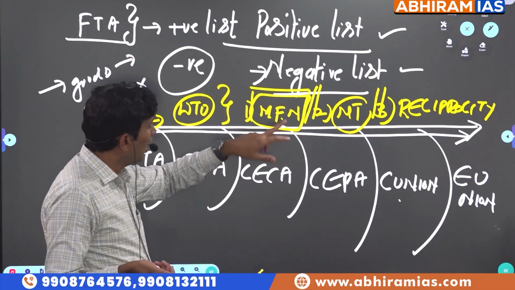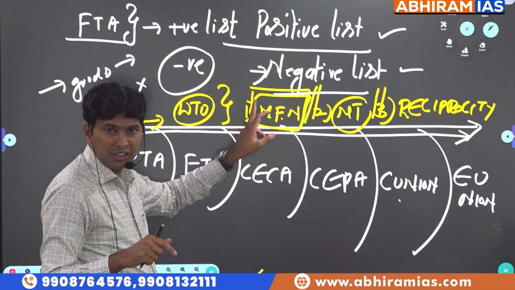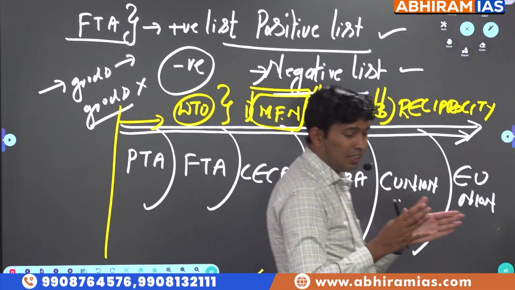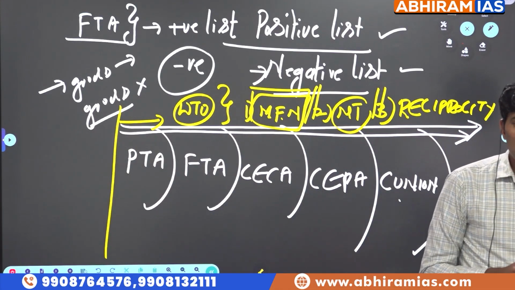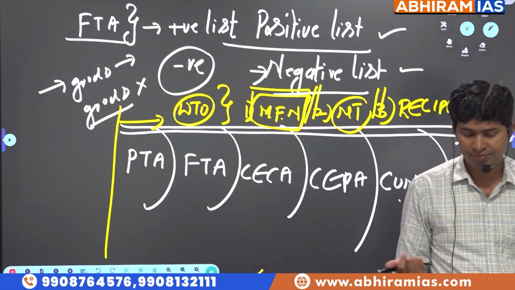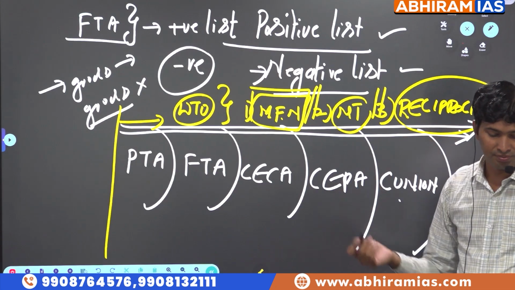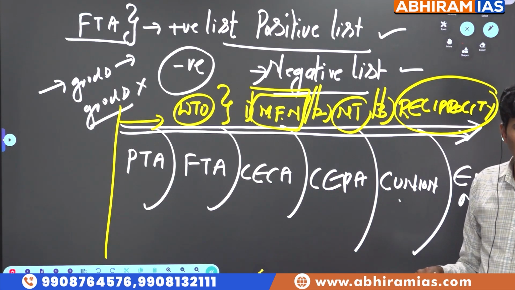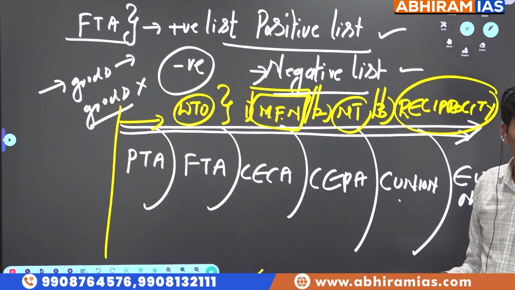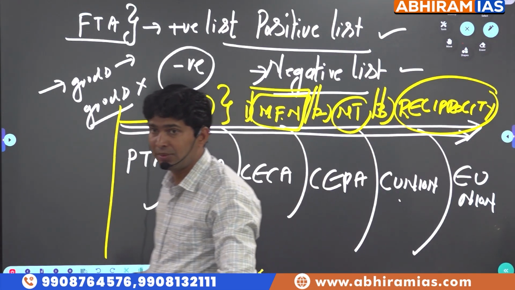Difference is at the entry of the international border, equal treatment for all, most favored nation. After the entry within our territory, there should not be discrimination between foreign goods and local goods. That is called as national treatment. Reciprocity. See, reciprocity means you give some favor to me, I'll give some favor to you. You reduce duty on our goods, I will reduce duty on your goods. That is called as reciprocity principle.